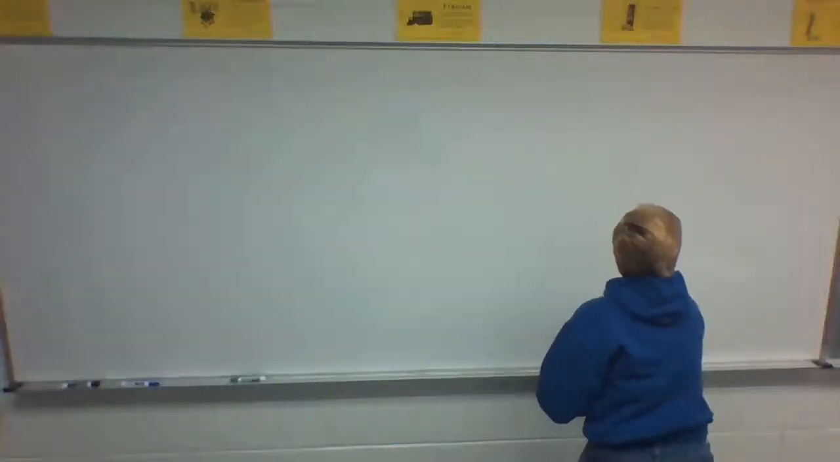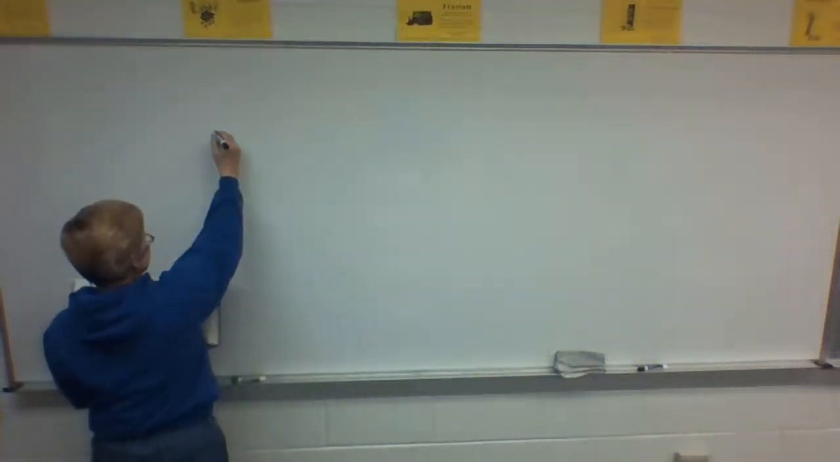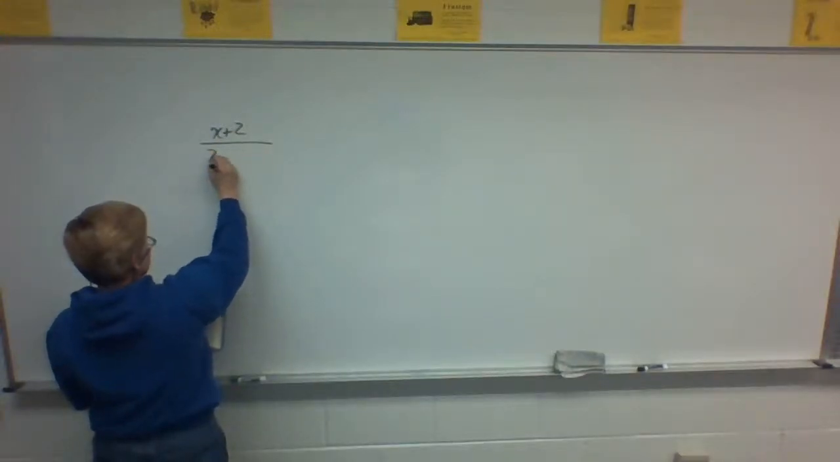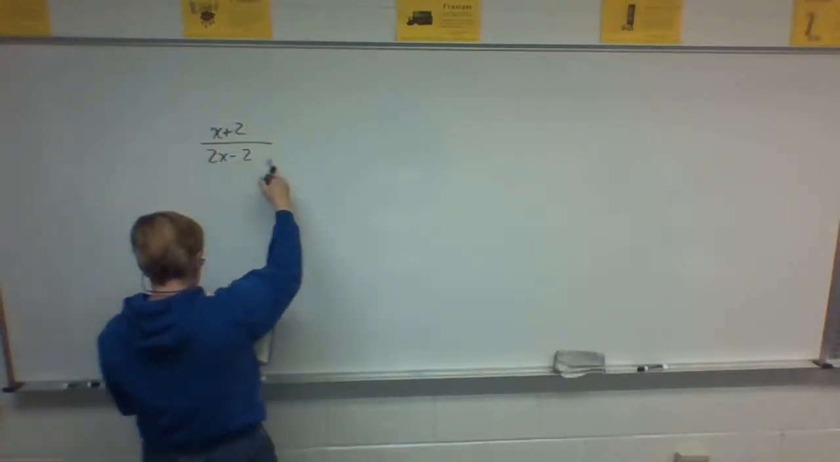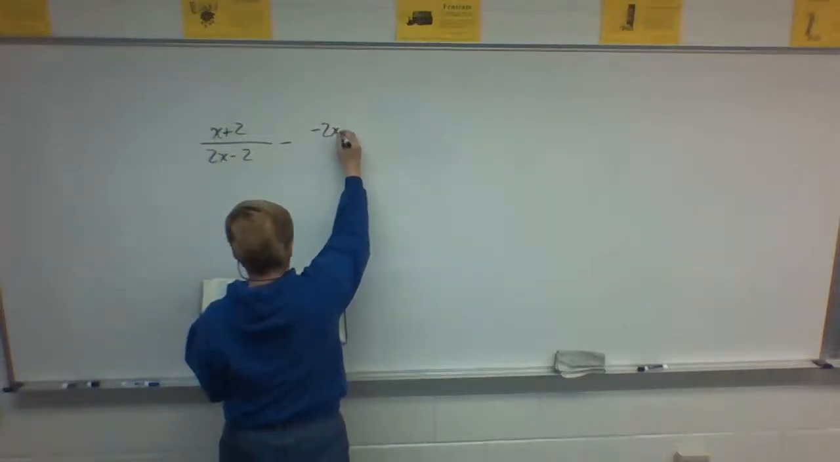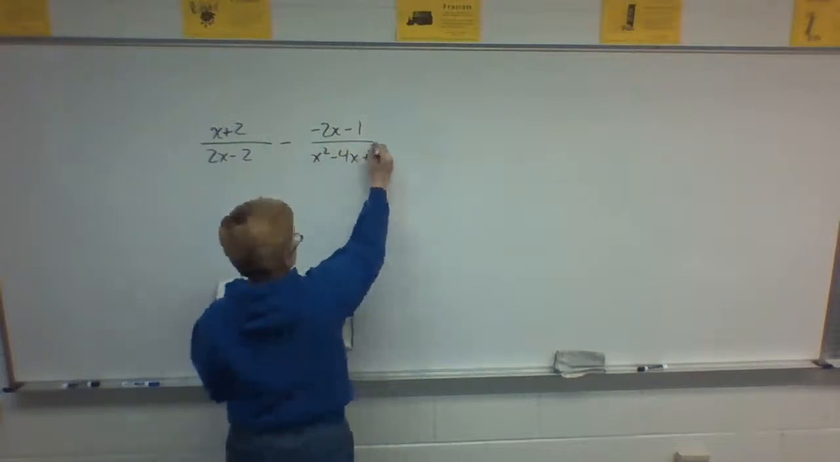All right, let's try it. That was example 3, by the way, if you're following along. We're now on page 386, and we want to do example 4. This is what we're trying to add together: x plus 2 over 2x minus 2, hope you can anticipate the factoring of that already, minus negative 2x minus 1 over x squared minus 4x plus 3.